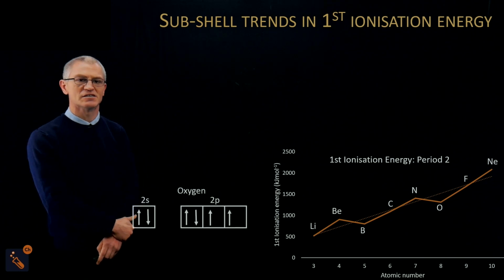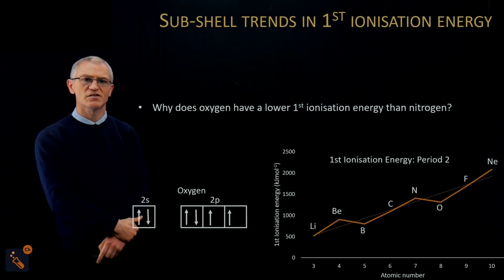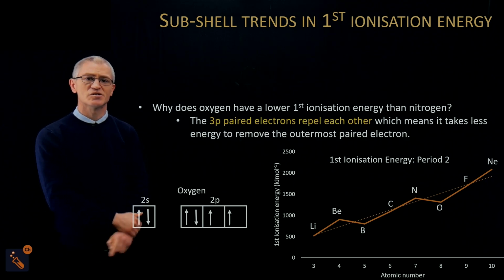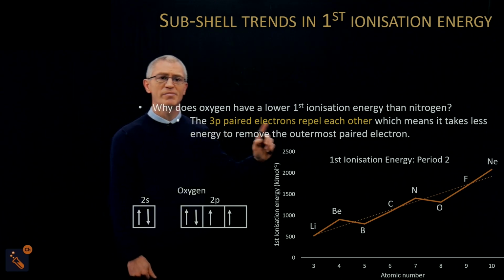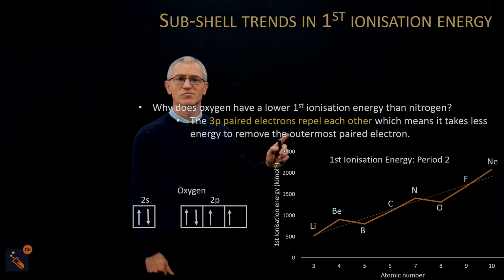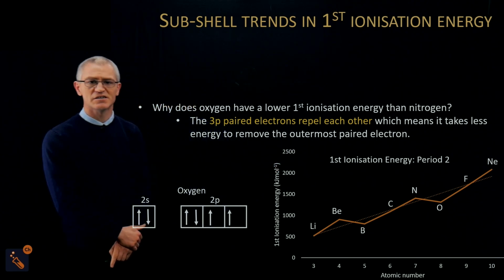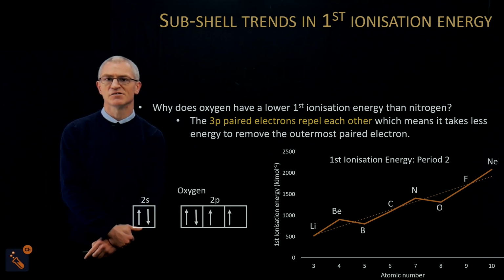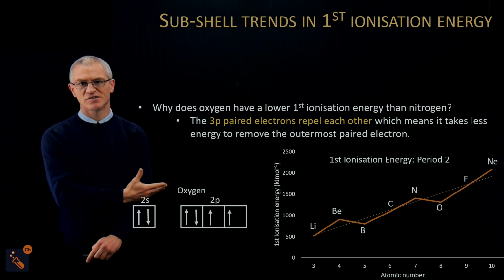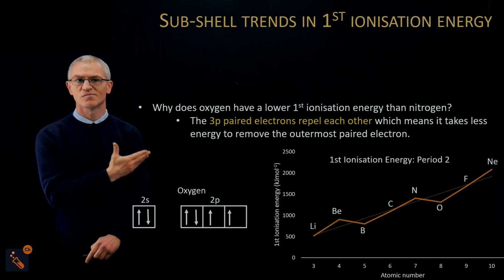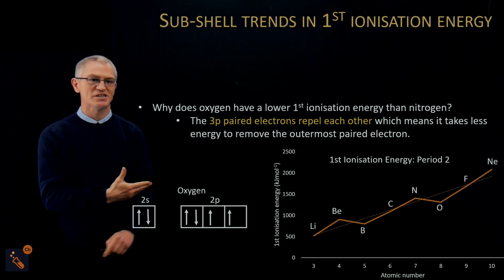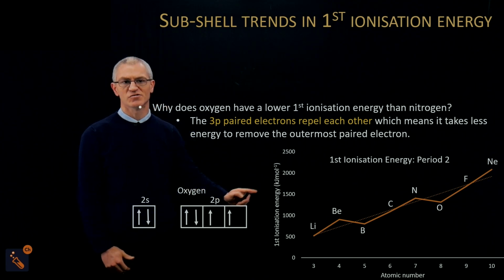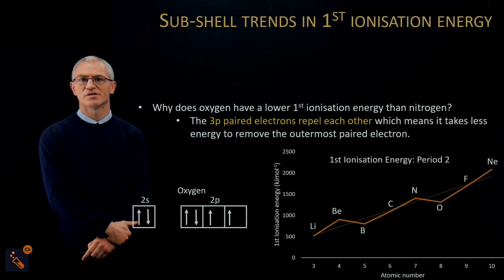If we put that into an exam answer, why does oxygen have a lower first ionization energy than nitrogen? It's because the 2p paired electrons repel each other, which means it takes less energy to remove the outermost paired electron. So it takes less energy to remove this one. And that is how you explain the two trends. Now, I mentioned at the start, this trend goes across period 3 as well as period 2. So you may get asked this, but it's exactly the same graph as you go across period 3. So just remember they're both exactly the same.